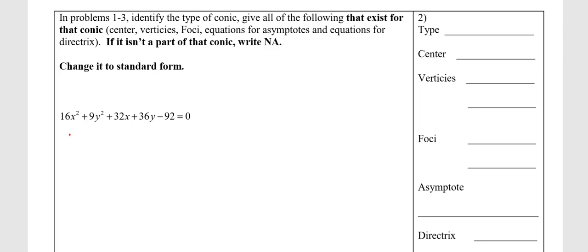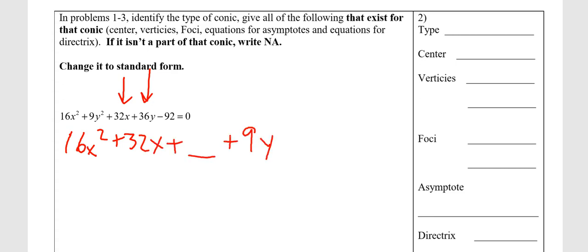Okay, so do we have to complete the square for the x's and the y's? We've got linear x and linear y, so the answer is yes, we have to complete the square. 16x squared plus 32x plus blank plus 9y squared plus 36y plus blank equals 92. Now, can you tell me what shape we're dealing with here? This is definitely an ellipse.